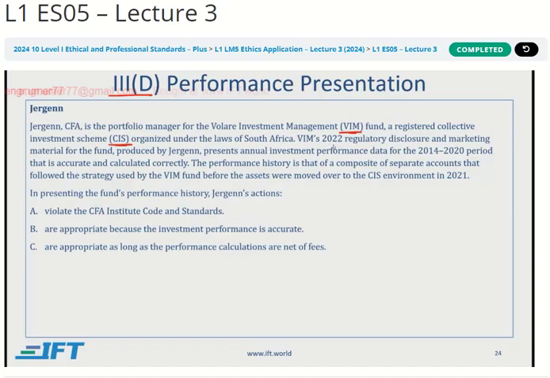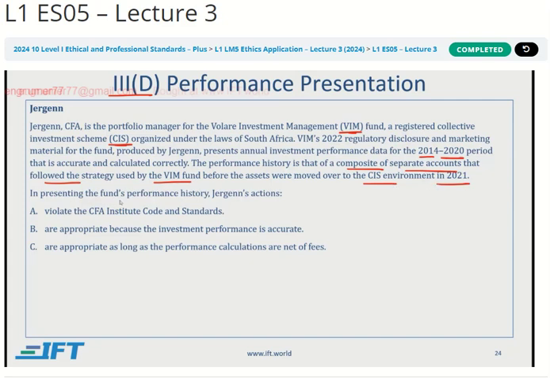VIM's 2022 regulatory disclosure and marketing material for the fund, produced by Jurgen, presents the annual investment performance data for the 2014 to 2020 period that is accurate and calculated correctly. The performance history is that of a composite of separate accounts that followed the strategy used by the VIM fund before the assets were moved to the CIS environment in 2021.